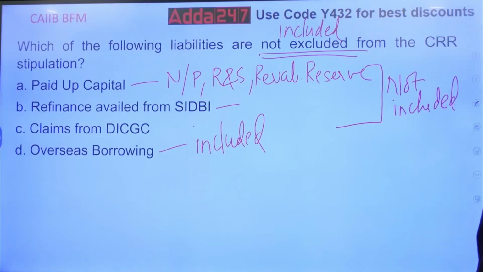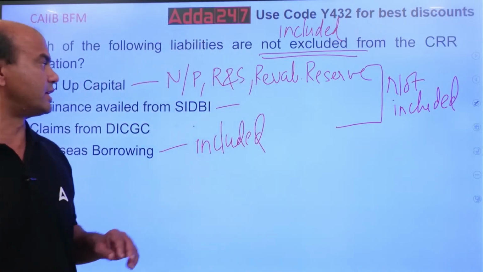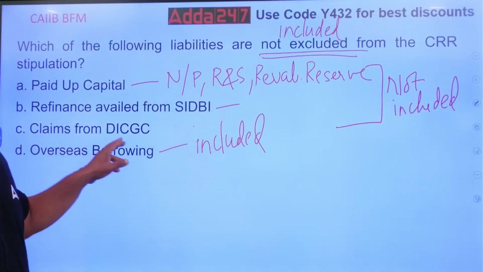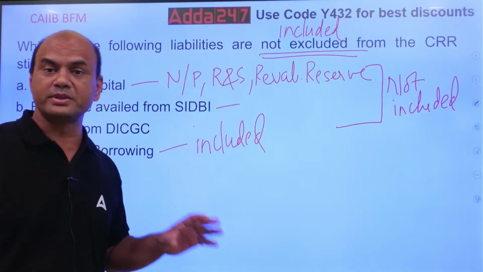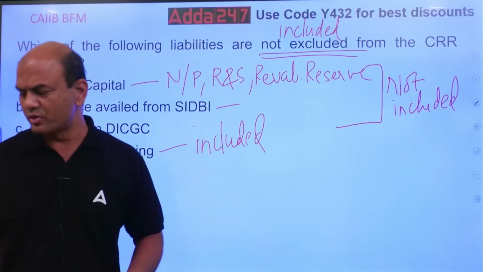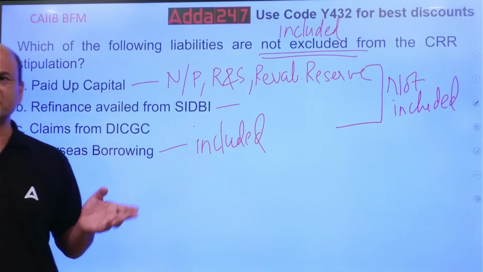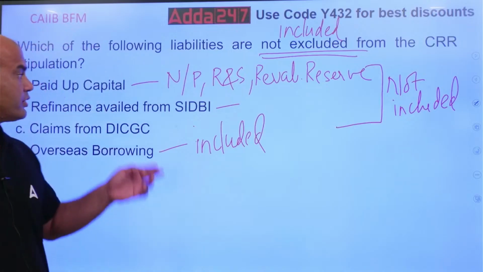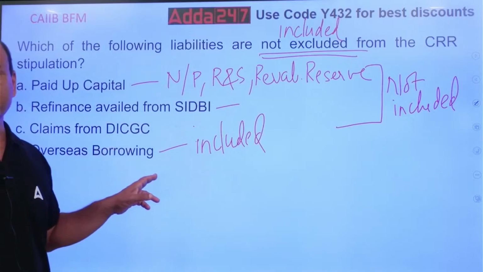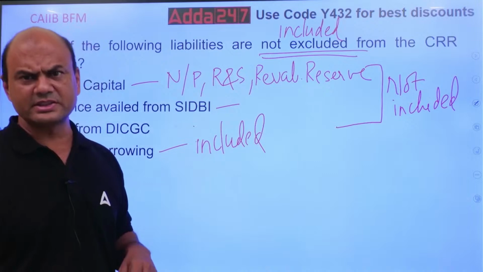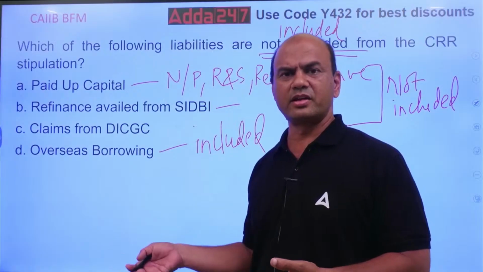Paid up capital is not included in CRR calculations. Refinance from CAIIB is not included in CRR calculations. Claims from DICGC is not included in your CRR calculations. Why? Because these are not your regular course of business. To get a refinance from CAIIB or claims from DICGC, this is not your regular business. So that is not included. But what is included? This overseas borrowing. Because this is a regular course of business. This is what you do. You get the loans from somebody and give the loans over here.